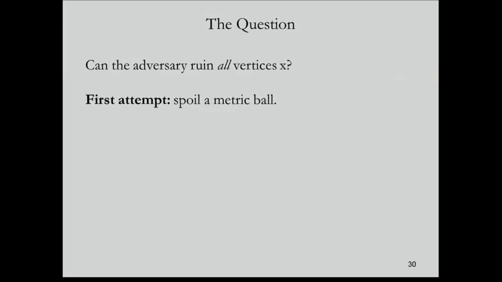So now the relevant question to what I was saying before that we ask is, can the adversary that now makes vertices bad, or red, I guess, and not edges, can the adversary ruin all the vertices? Okay, so let's see a couple of things that the adversary could do that we could actually analyze.